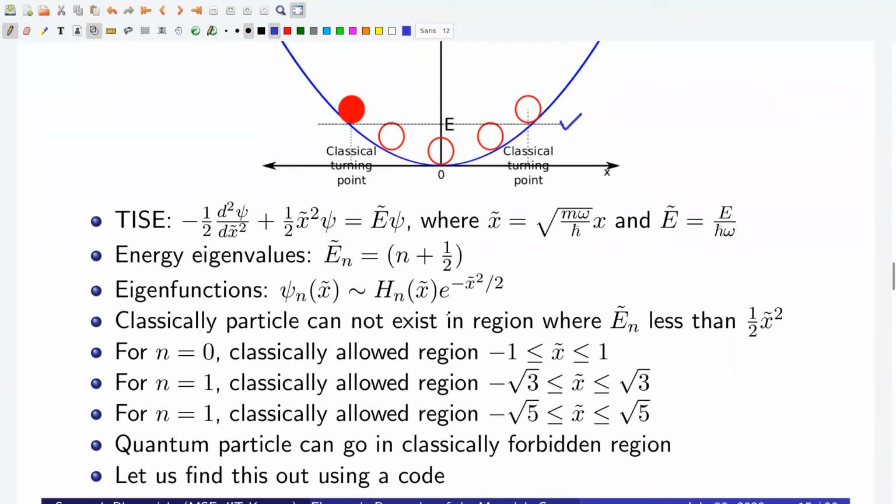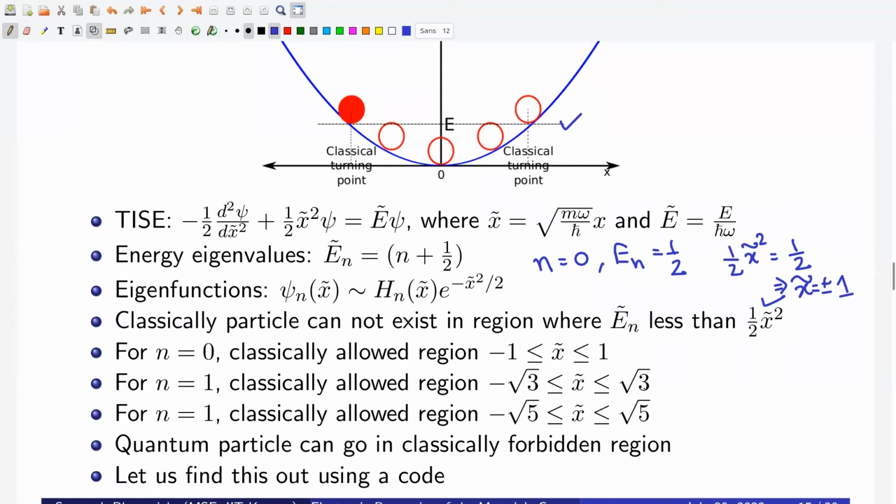We can get the classical turning point from the energy eigenvalues. For example, take n equal to 0 such that E_n is equal to half. Thus, the particle has to turn back when potential energy is more than half. Now, the potential energy is given by half x tilde square. So, if we equate these two, half x tilde square is equal to the total energy for the ground state, which is equal to half. And then from this equation, we see that the classical turning point is plus minus 1.